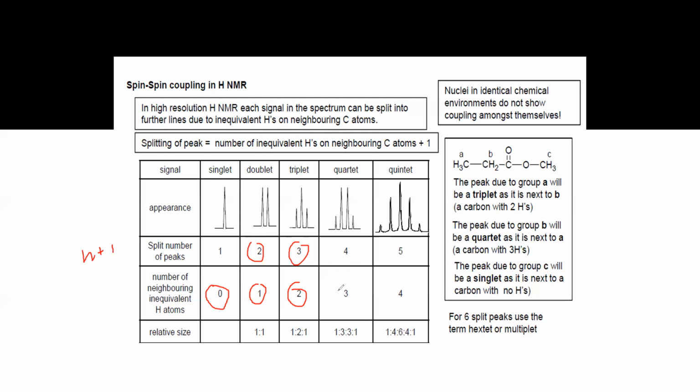If there are 3 peaks, it will be a triplet. If neighboring hydrogens are 3, then it will be a quartet. And what will the relative intensity be? 1, 3, 3, 1. And if neighboring hydrogens are 4, 4 plus 1, it will split into 5. What is the relative intensity? 1, 4, 6, 4, 1.